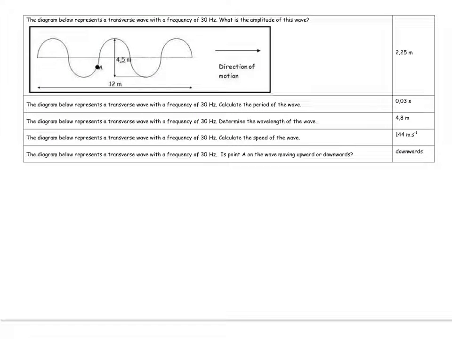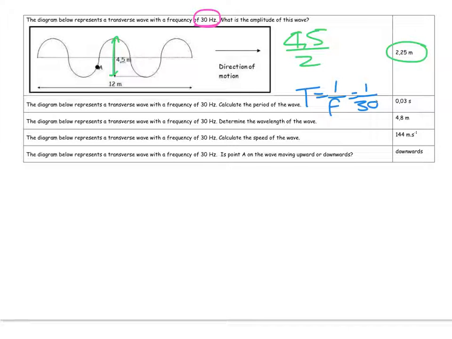The diagram below represents a transverse wave of frequency 30 hertz. What is the amplitude? Well, what have they given me? They have said to me that between peak and trough is 4.5. So amplitude is 4.5 divided by 2, which is 2.25 meters. Then they tell me, what is the period of the wave? Period is going to be equal to 1 over frequency, which is 1 over 30, and that's equal to 0.03 seconds. What is the wavelength of the wave?